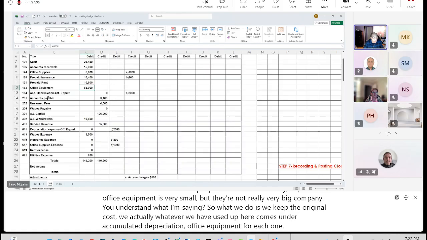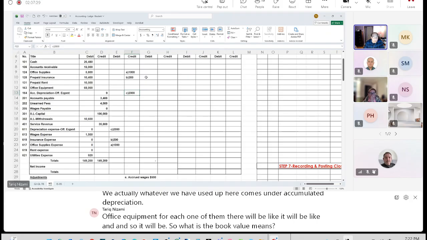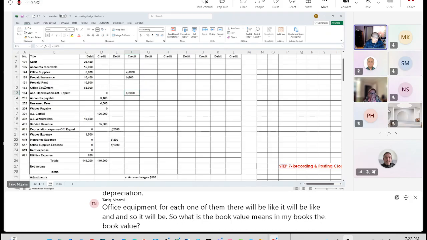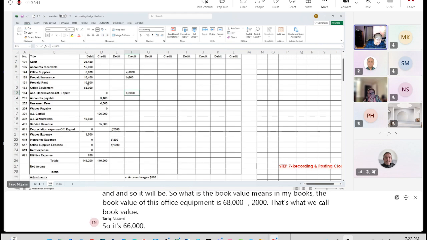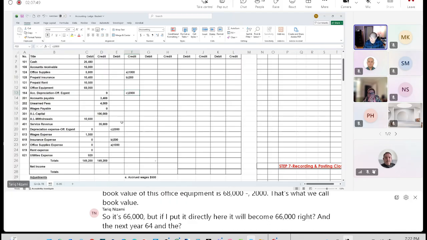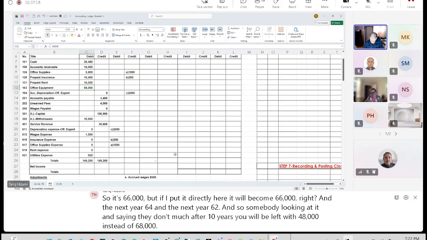For each one of them, so what is the book value? It means in my books, the book value of this office equipment is 68,000 minus 2,000. That's what we call book value. So it's 66,000. But if I put it directly here, it will become 66,000, and the next year 64, and the next year 62. Somebody looking at it will say, hey, they don't have much. After 10 years, you will be left with 48,000 instead of 68,000.